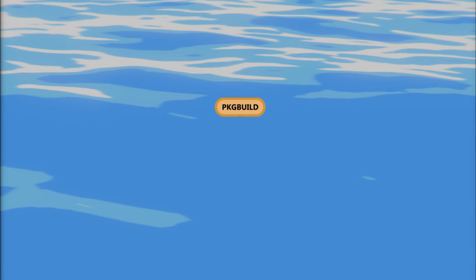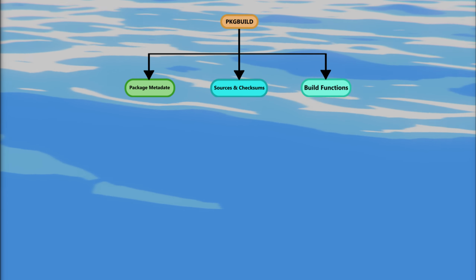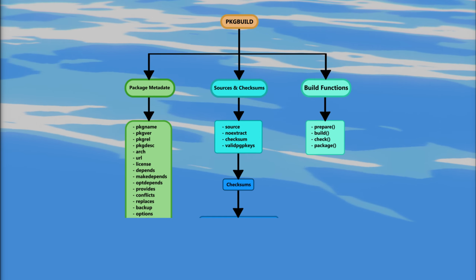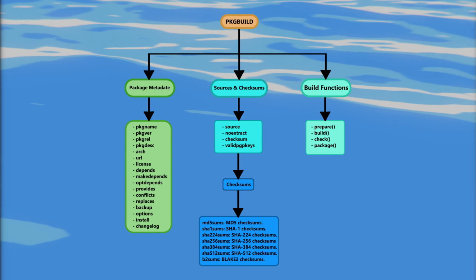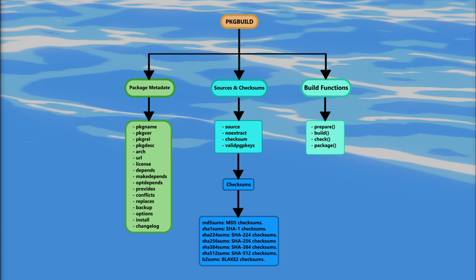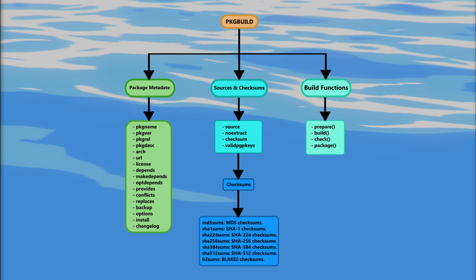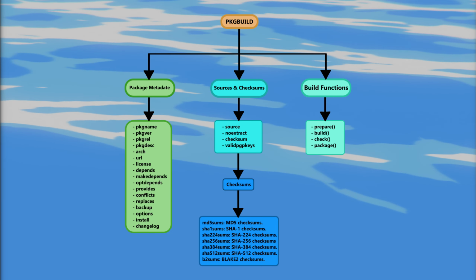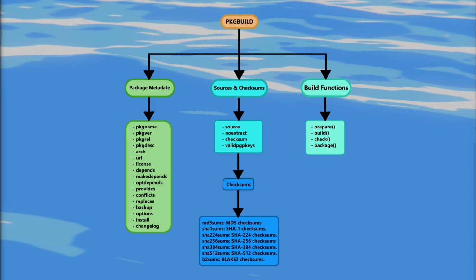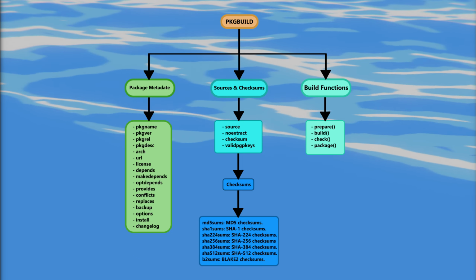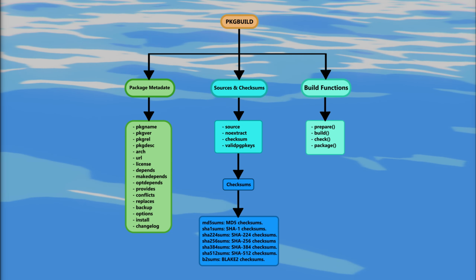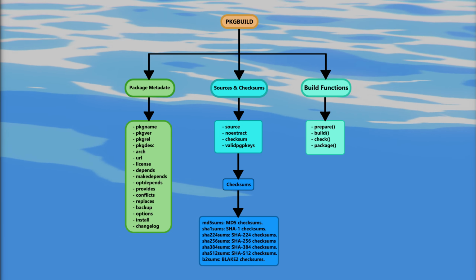I divided the PKGBUILD into three different parts. Number 1 is package metadata, which contains all the necessary information about the package. Number 2, sources and checksums, contains the source files and checksums to verify the package. Number 3, build functions, contains the package preparation and build instructions. Feel free to take a screenshot.